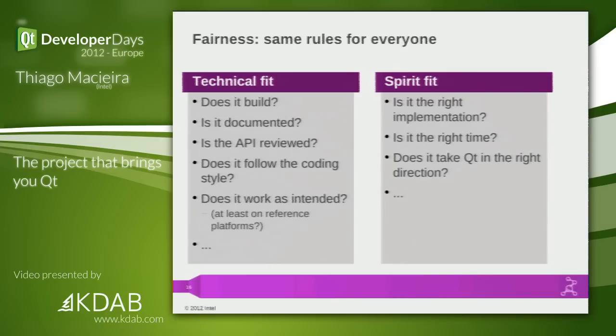Does it build? Because if it doesn't build, you're going to stop it. And we have the CI system to make sure that it does. If you're introducing a new feature, was the API reviewed? Is this following the coding style? Does it introduce new symbols in a patch release? So all of these technical rules that are very easy to quantify, we call them the technical fit.